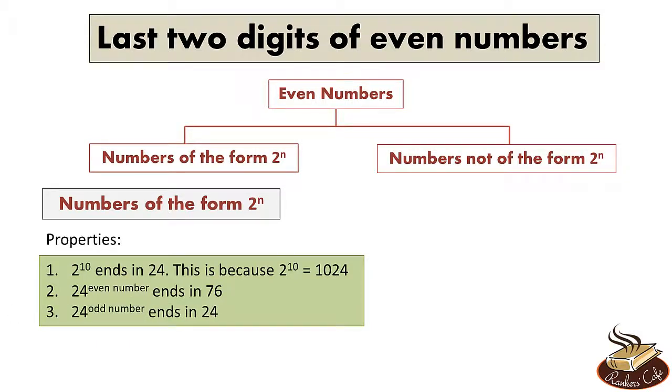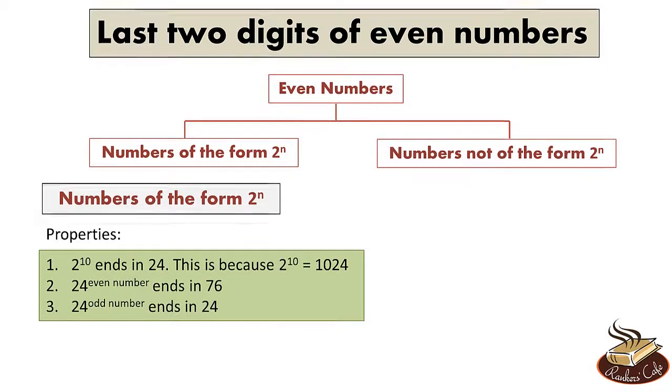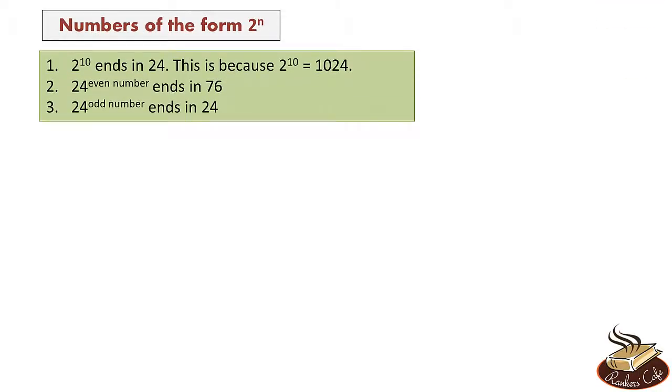And whenever 24 is raised to an odd number, it always ends in 24. As you know, 24 raised to the power of 1 is 24, last two digits 24. You find the cube of 24, the fifth power of 24, the seventh power of 24. Whenever 24 is raised to any odd number, it always ends in 24. Now, these three properties are all that you need to find the last two digits of numbers of the form of 2 raised to the power of n.